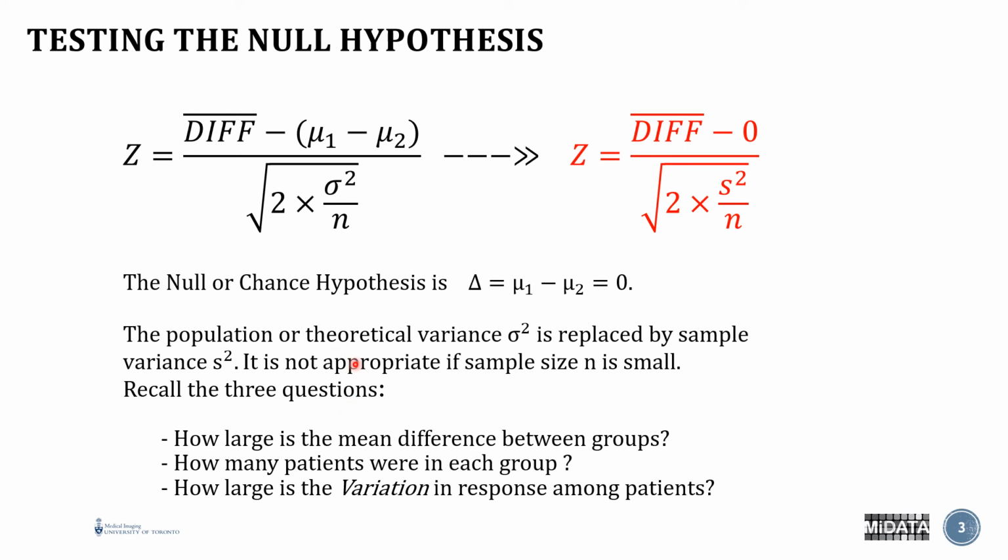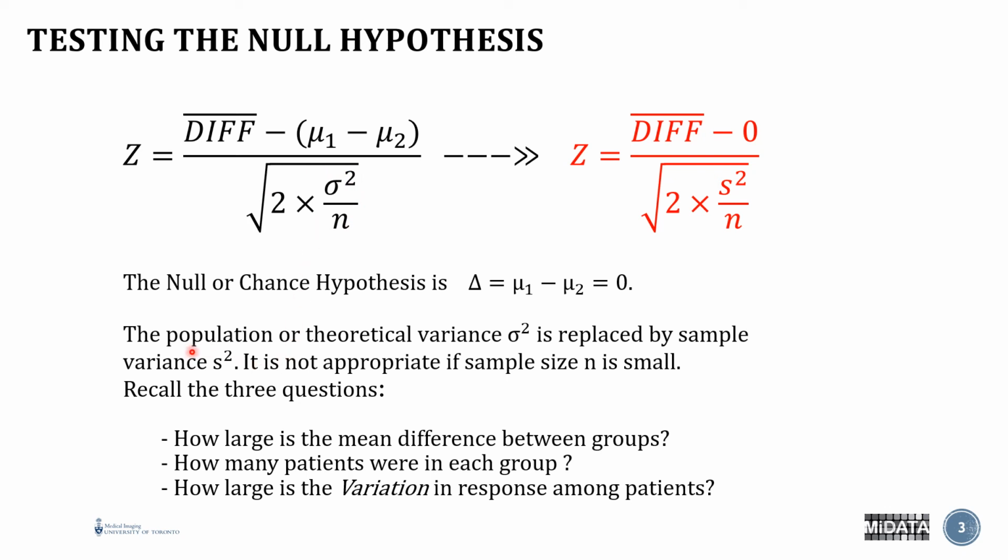Now, when we look at this z-score, remember the three questions, or 3 of the 7 questions we talked about, and the first was, how large is the mean difference between groups? So this is in your numerator. How many patients were in each group is going to affect your denominator. And how large is the variation in response among patients is also going to affect your denominator.